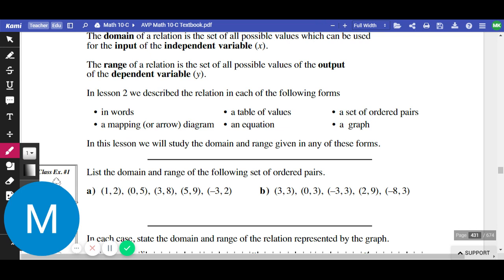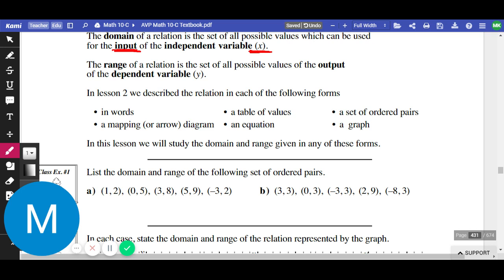So if somebody asks you, what's the domain, what they're asking you is, what are all the possible input values you could have for a question? And that changes depending on the question. But by saying, what's the domain, they're saying, what are the input values? A reminder, input values are our x values. All right, so domain is asking for possible x values on a graph or an equation.